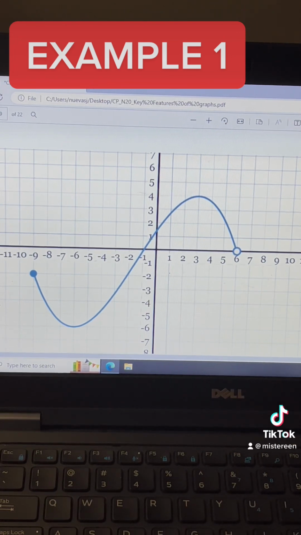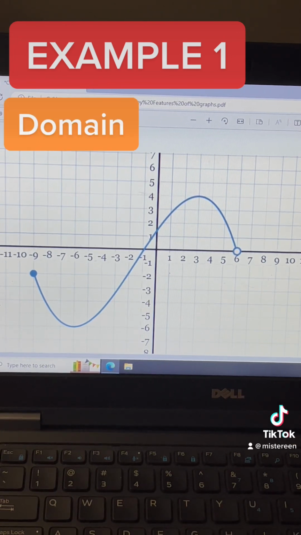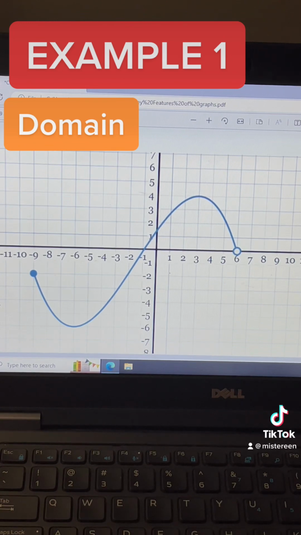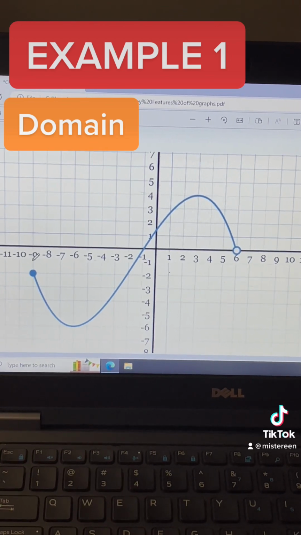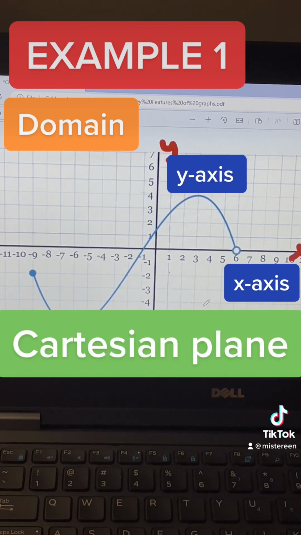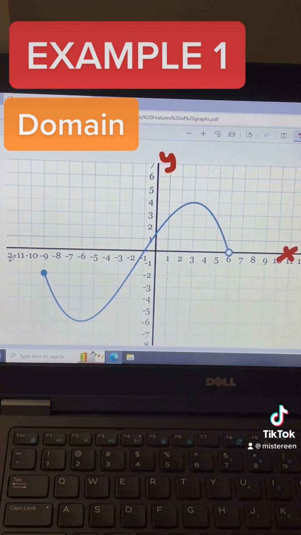First is the domain. When you say domain, it's actually the set of all possible values of x where your graph is defined. And you can find your domain on your x-axis because it's the set of all possible values of x. But don't forget, this is your x-axis here, right? And this is your y-axis. You call this the Cartesian plane. Because domain is the set of all x's, we look at the x-axis.